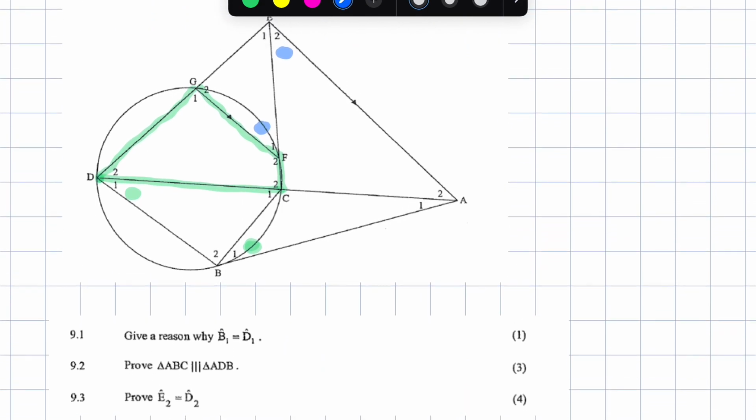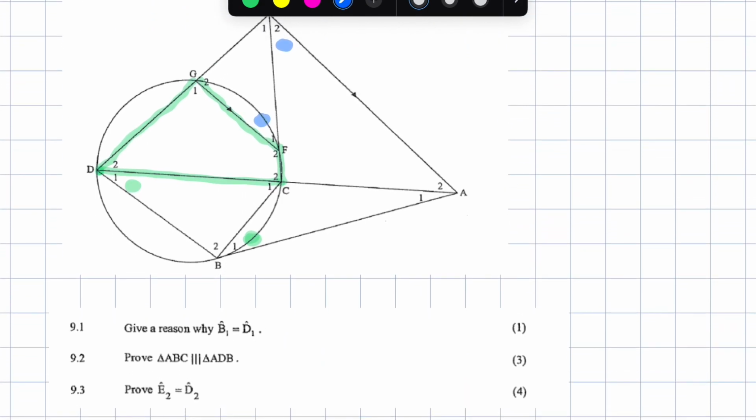The very first question, give a reason, question 9.1. Give a reason why B1 is equal to D1. And we've already indicated that B1 equal to D1 because of tangent-chord theorem. So 9.1, the reason will be tangent-chord theorem.